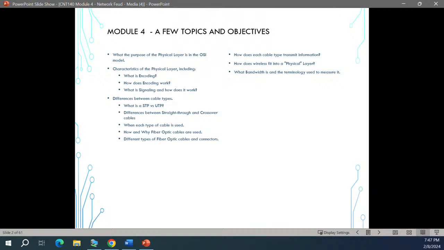Okay? Let's see. And then what is a rollover cable? It's a console cable. What is a console cable? Yeah, it's used to connect an end device to an intermediary device. For what purpose? Configuration, right? To configure or to pull information.